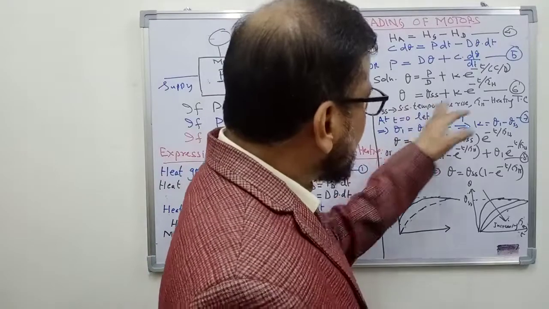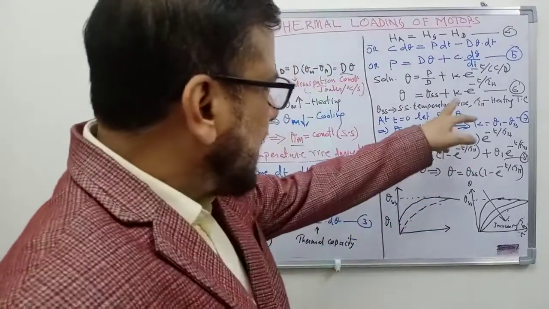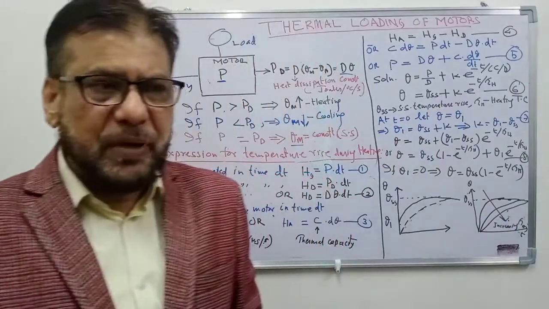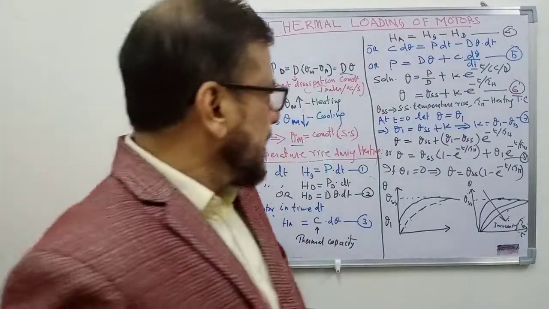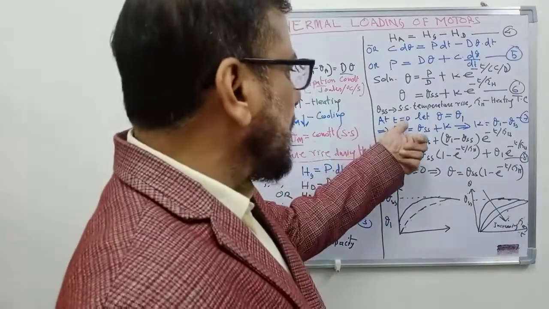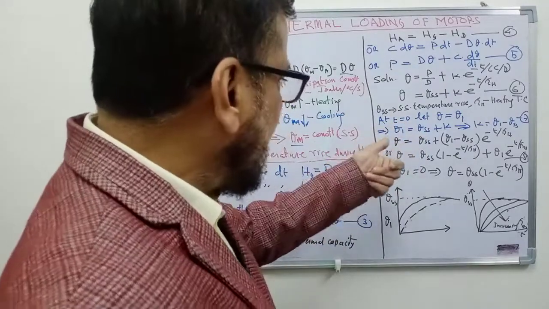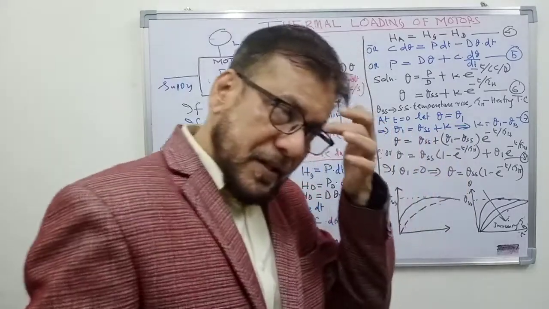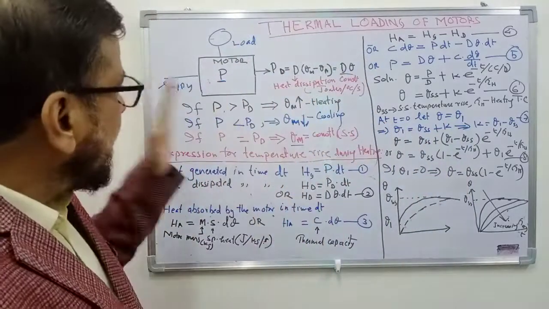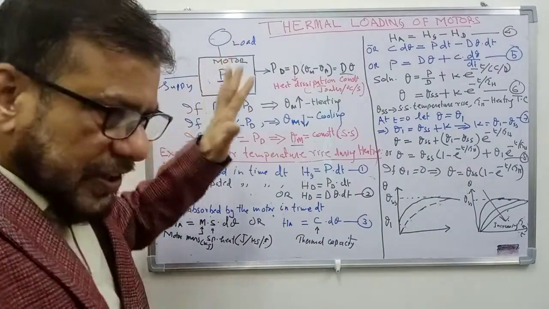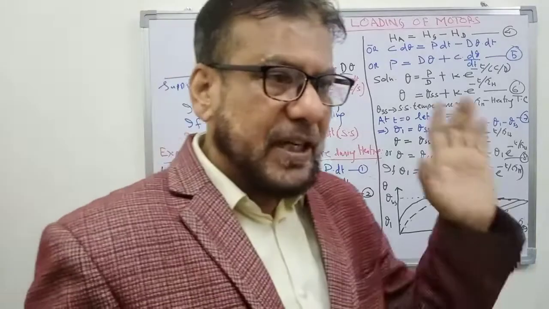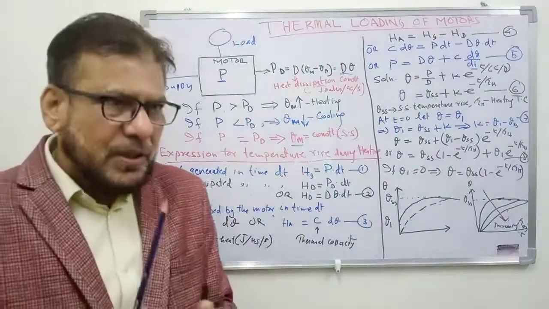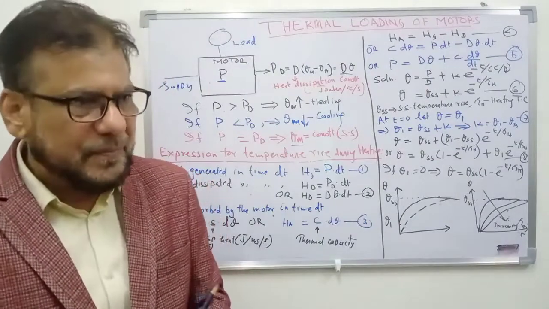So this is the solution where k is some unknown constant. Its value can be determined by knowing the boundary condition. That is, if at t equal to 0, at the starting, the temperature was theta equal to theta 1, it may be possible that the motor is started earlier, supply is connected, and after some time the load is connected.